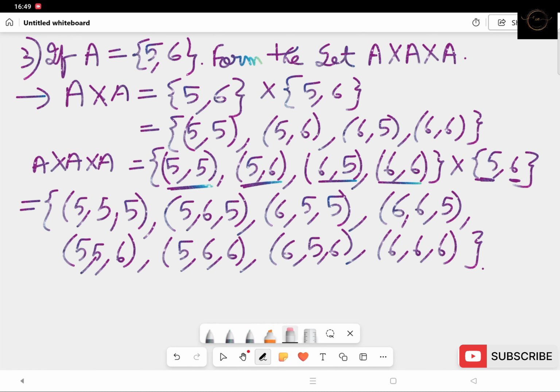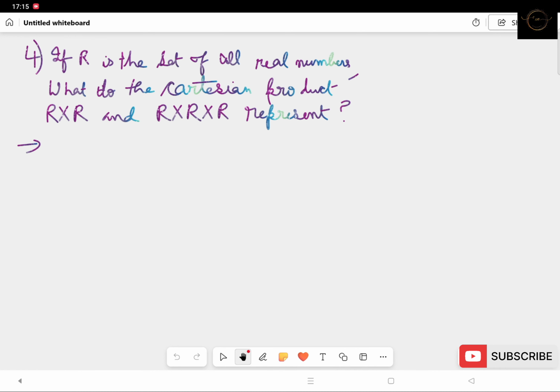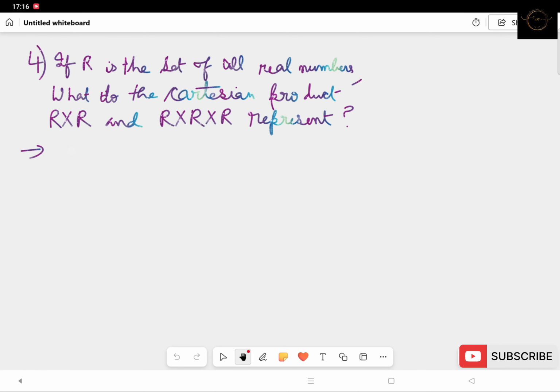Coming to the next question. So here is the fourth question. If capital R is the set of all real numbers, what do the Cartesian products R into R and R into R into R represent? Now the Cartesian product of the set of all real numbers with itself. So therefore, what we can say, capital R into R.